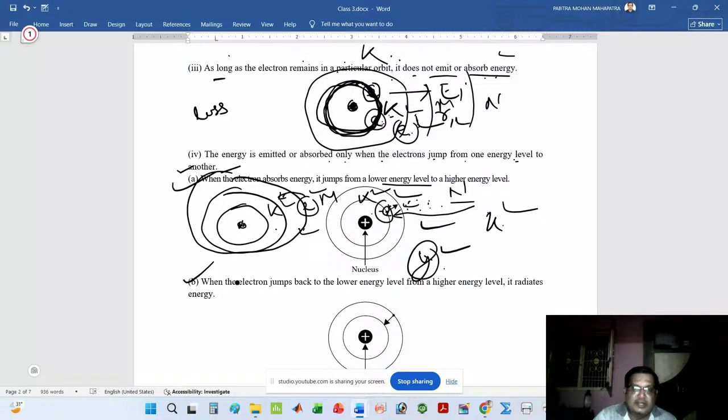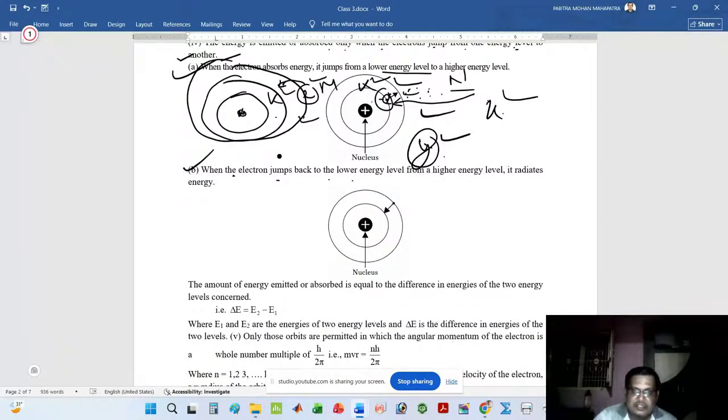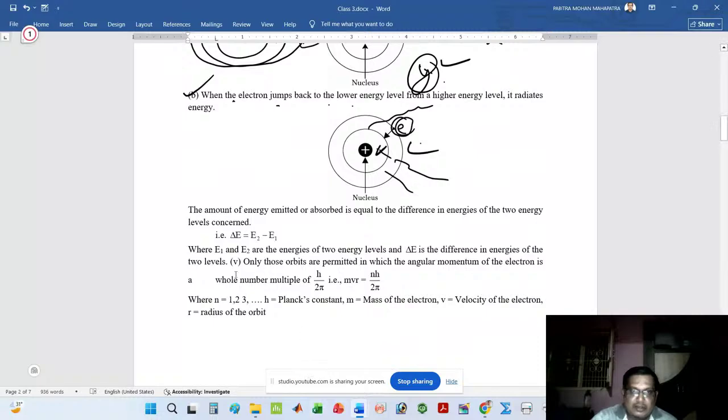That means, again I want to repeat, when the electron jumps back to a lower energy level from a higher energy level, it radiates energy. Look at this figure, this is your K cell, this is your L cell. Here the electron is present in the L cell, this is the electron. It wants to jump from L cell to K cell, then it must emit energy. Otherwise, it will not go to the K cell. Then another point is that the amount of energy emitted or absorbed is equal to the difference in energy of the two energy levels concerned.